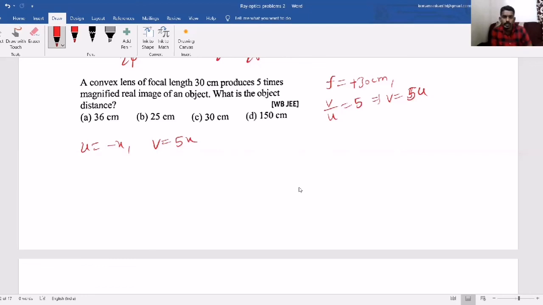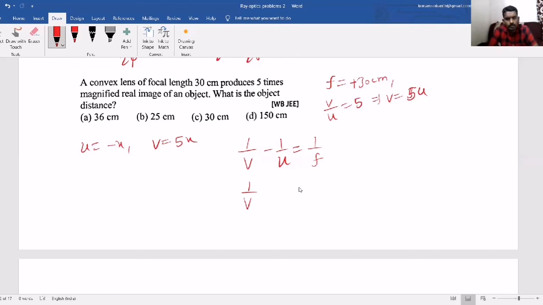As I said, in case of a mirror, V negative means real, but in case of a lens, V positive means real. So that is the difference between mirror and lens. Now, what is the object distance they are asking? You have to apply the lens maker's formula, where 1 by V minus 1 by U equal to 1 by F.